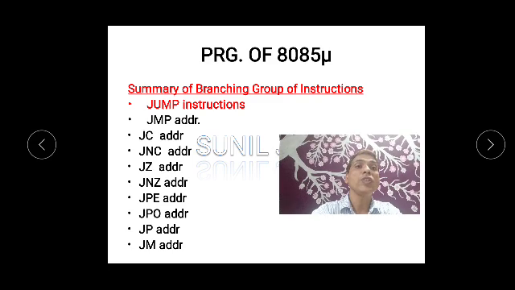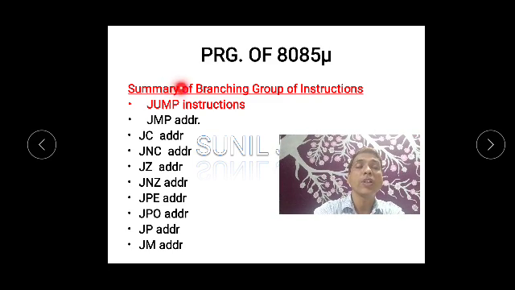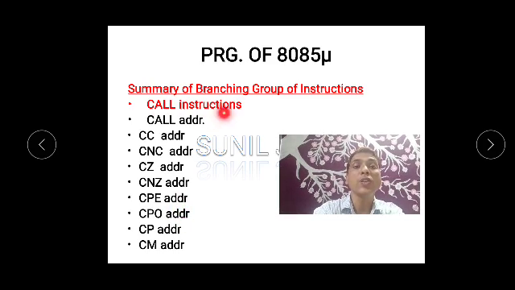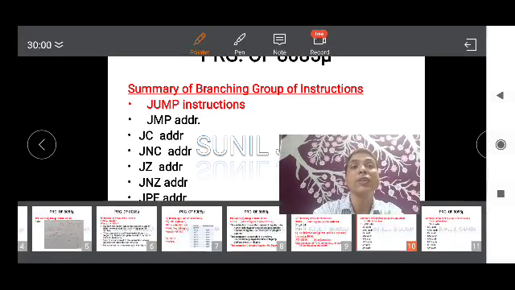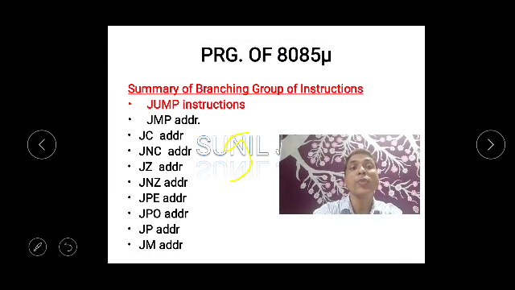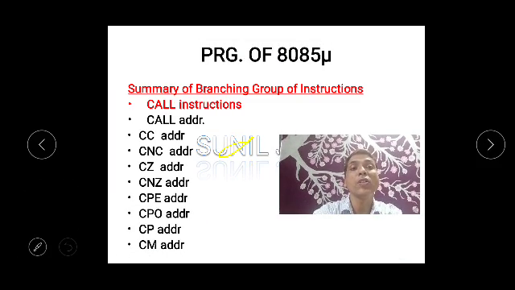Now this finishes your jump instructions, and this finishes your branching group of instructions. Jump instructions are 9: this one is unconditional and the rest 8 are conditional. I hope in the previous session we have already seen this. Then CALL instructions are also 9, so you can say that 9 instructions have been covered here.